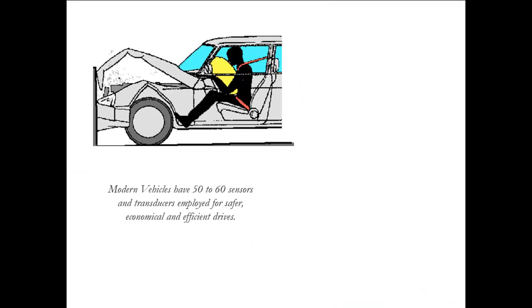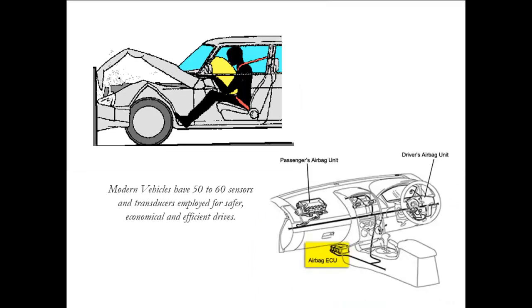Modern vehicles, you must have heard, have almost 50 to 60 sensors and transducers employed for safer, economical and efficient drives. For example, using an airbag, which is primarily for safety. And obviously you must have seen this type of video. This is not an accident. This is basically a crash test that is done by NCAP. You can just Google it, NCAP. So these are the crash tests that are done. These are something called destructive testing.